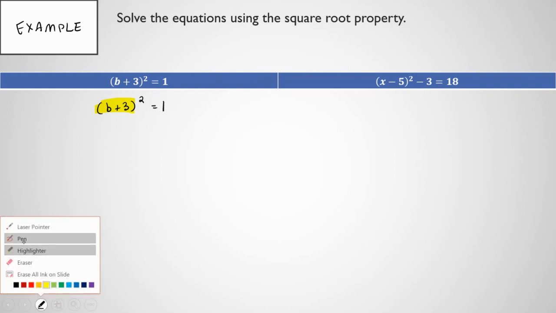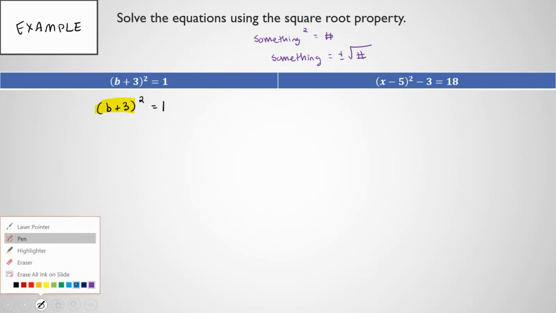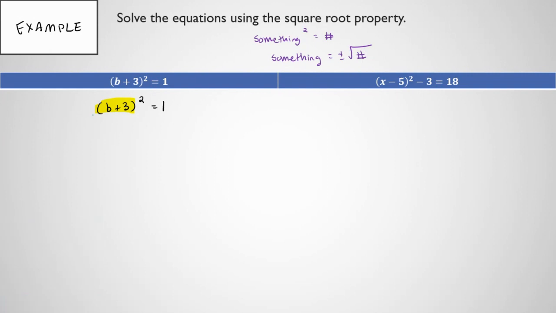And that's the idea of the square root property, is that you have something squared equals a number. And so then you take the square root of both sides, and you get whatever that something is equal to plus or minus the square root of the number. So even though it's not b squared, it's b plus 3, it's still in the right form, and so we can still take the square root of both sides. So that square root cancels with the square, and then we're left with b plus 3.